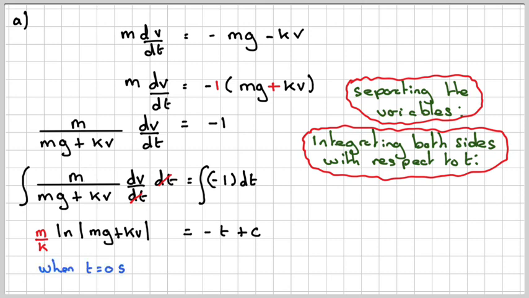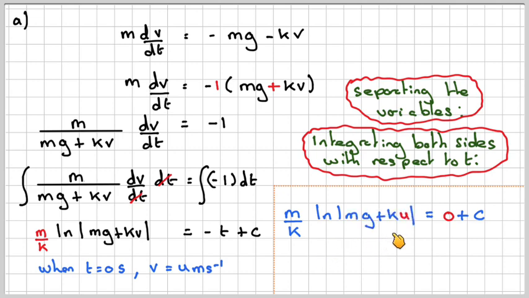Okay, so when t is equal to 0 seconds, v will be equal to u meters per second, and therefore we're going to have 0 plus c. 0 plus c is going to be equal to this side, m over k ln of mg, but this will be ku. So c will be equal to m over k ln of mg plus ku. So we'll need to put that c in here.